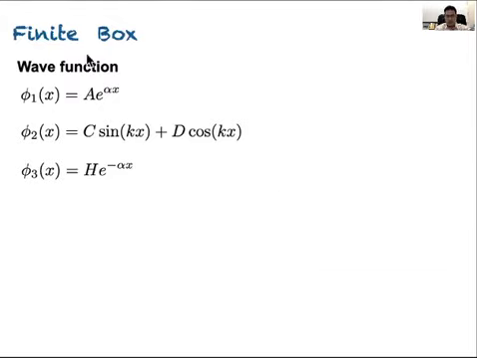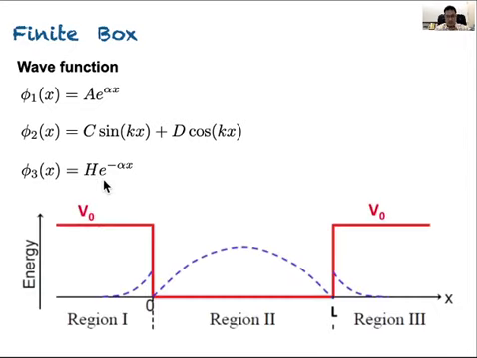So these are the three solutions for a particle in a finite box. Phi 1 in region 1 is A times e to the power alpha x. Phi 2 is C times sine kx plus D times cosine kx, and phi 3, which is the wave function in region 3, is H times e to the power minus alpha x. Okay, so if I plot these three wave functions in three regions, the first function is an increasing exponential. So it looks something like this.